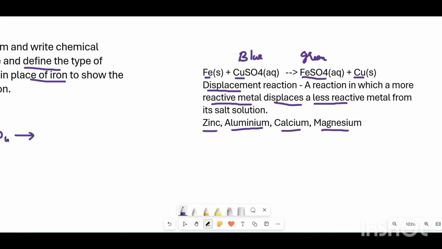Okay. So this is a 3-mark question. So 1 mark for this, 1 mark for this, and 1 mark for this. This is how the answer key is.